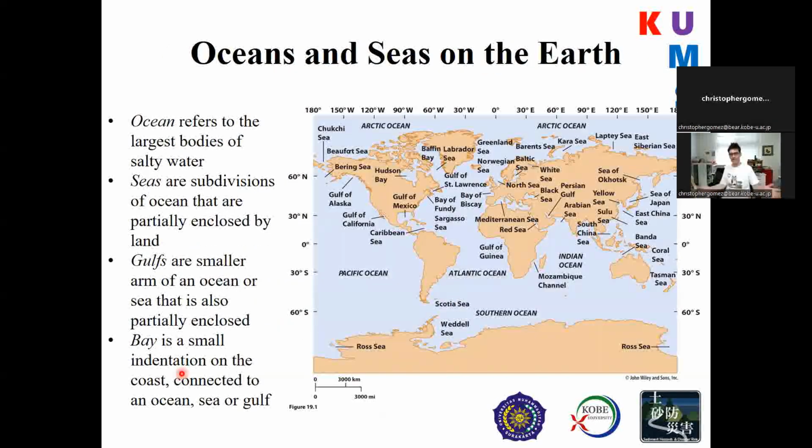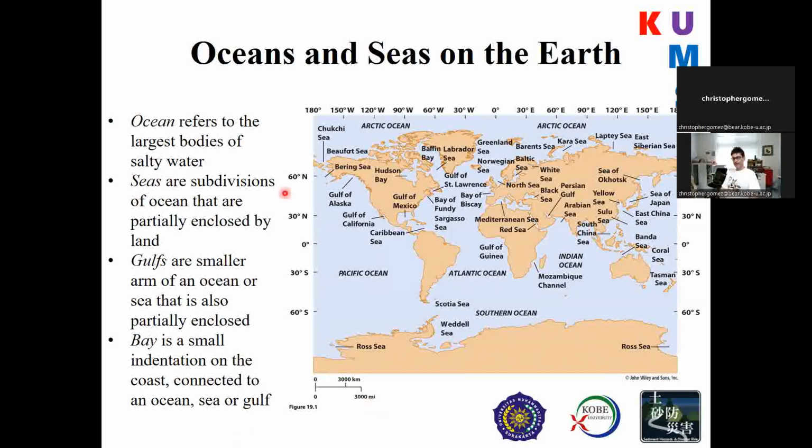So, oceans, seas, and the earth. The oceans refer to the largest bodies of salty water. Seas are subdivisions of the oceans that are partially enclosed by land. So when you have a huge mass of water, that's going to be an ocean. And then whether you have some smaller places that are connected to it or not, those are going to be seas. And the gulfs are smaller arms of an ocean.